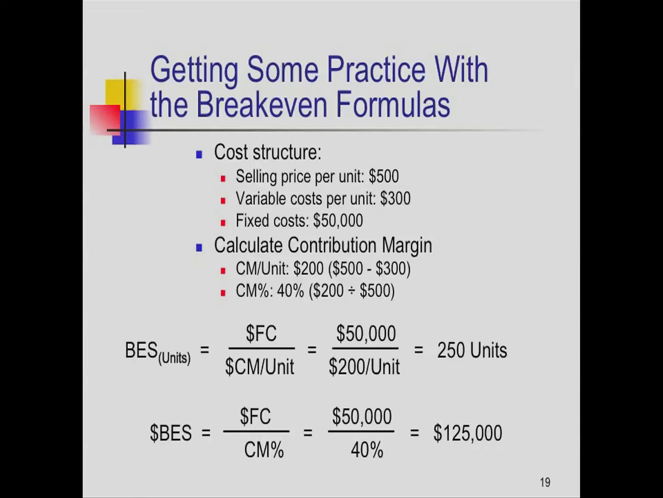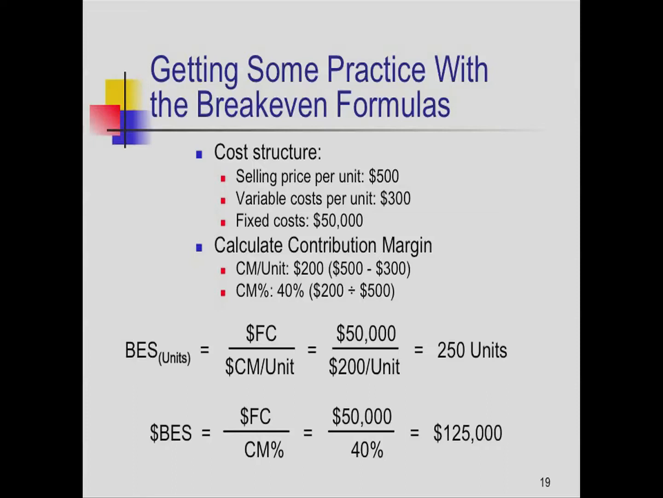$200, okay. And the fixed costs are $50,000. So we calculate the contribution margin, $200. We can also calculate the contribution margin percentage. So the contribution margin is $200. What percentage is that of the selling price? And it's 40%. So if we want to know how many units we need to break even with this cost structure, it's 250 units. We can also calculate the sales at $125,000.